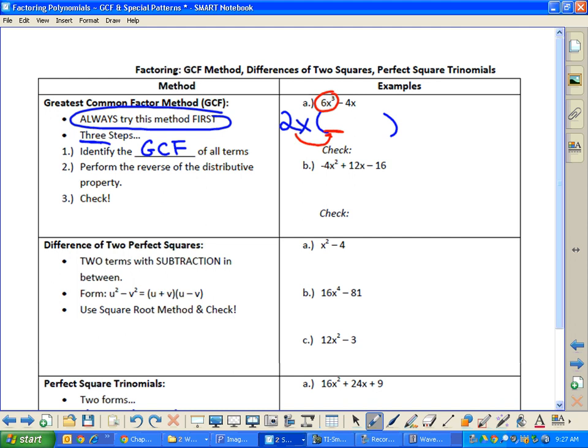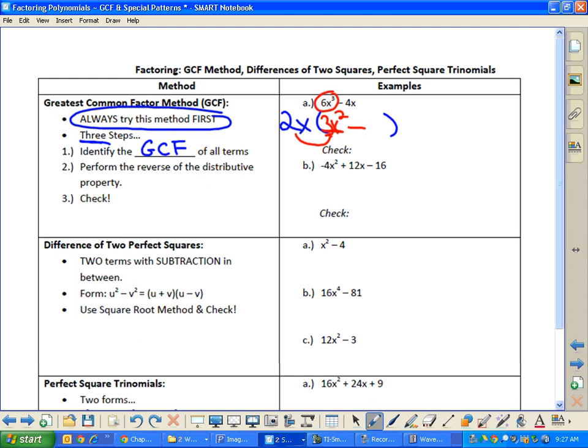And you could break that down into smaller bits if you would like. You could ask yourself, well, hey, 2 times what gives you 6? You guys know that, you're smart. 3. And then you have to ask yourself, well, x times what would get me back to x to the third? And that's x squared. So 2x times 3x squared would get me back to 6x to the third. Bring down my minus sign.